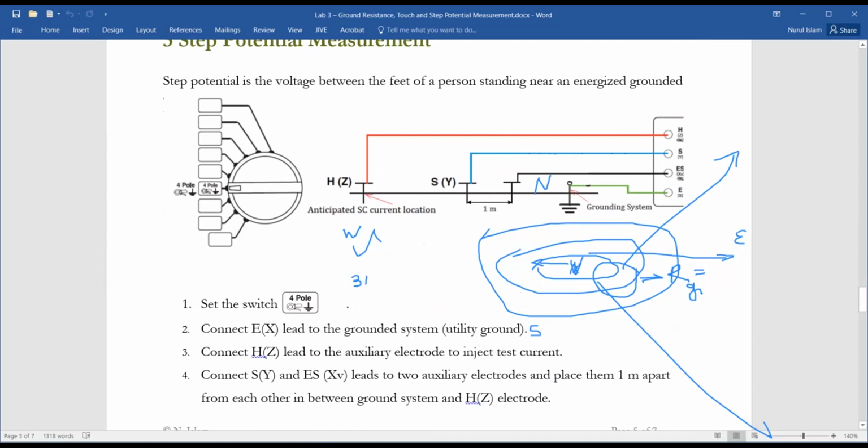Okay, so this is the way we have to wire up our meter and connect to the electrodes. And here and in the previous one, we don't have to set up any distance from this and that, because this 1 meter, it will automatically consider that 1 meter. But this distance we could include.